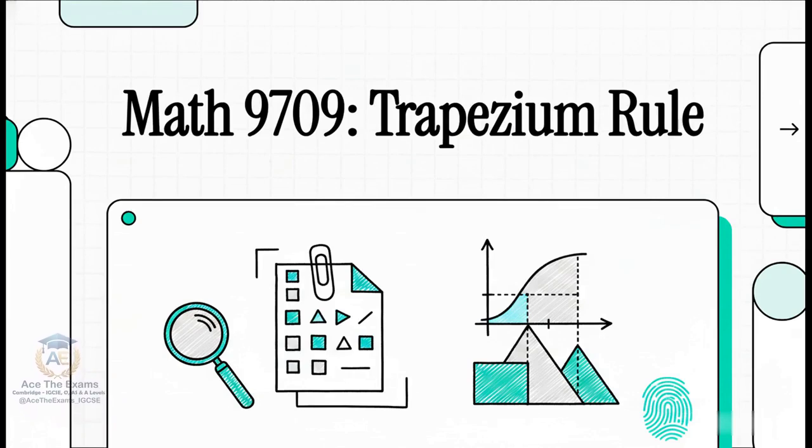Today, we are opening an incredibly sensitive explainer case file. Our target? Cambridge AS and A-Level Mathematics 9709. Specifically, we are going deep undercover into Topic 2.5, Integration and the Trapezium Rule.